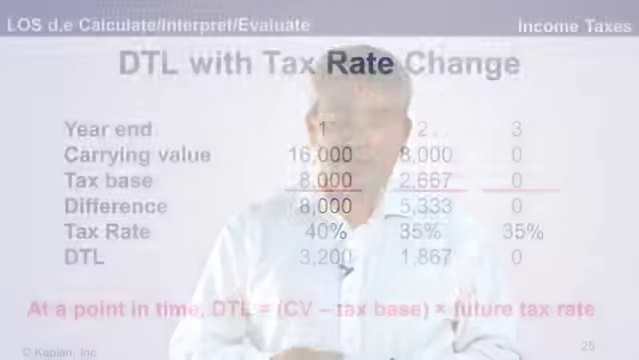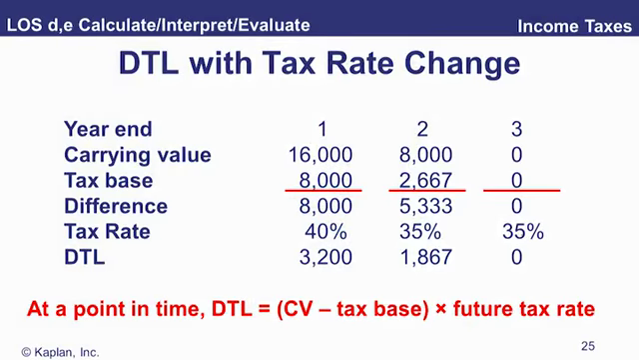Okay, so let's have a look at how we can work out that deferred tax liability. Notice what we're going to do is look at the difference between the balance sheet carrying value and the tax base. So let's take year 1. We've got a carrying value in the accounts of 16,000. We've got a tax base of 8,000. Take the carrying value, deduct the tax base to look at the difference. That's 8,000. Apply the tax rate of 40% to that, and we've got our deferred tax liability of 3,200.